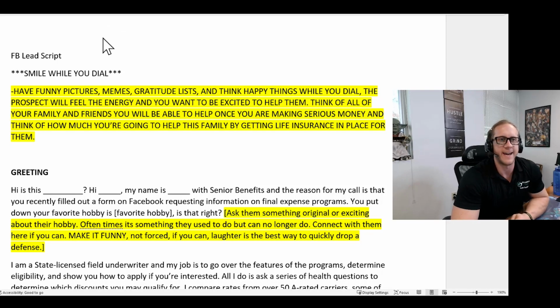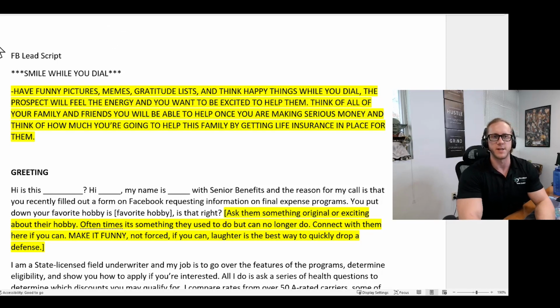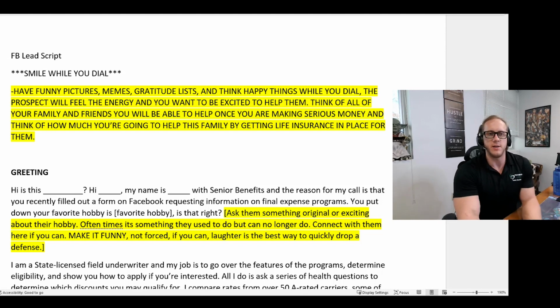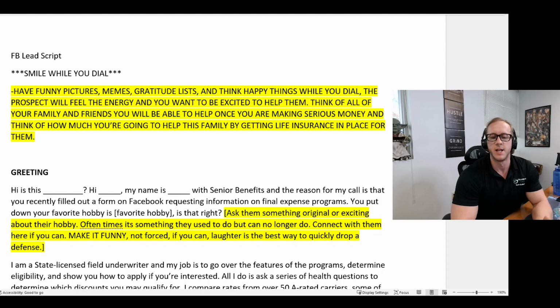Okay, so next here we're going to be going over the script. Okay, so here's the script I use. I call it the FB lead script, meaning Facebook lead script. And this is essentially what I used when I started selling final expense over the phone. I was selling Facebook leads. I was running my own ads, and I was just answering them as they came in. Like I said, within 3 seconds of them filling out that lead form, I was calling them and I was bringing them through this script here.